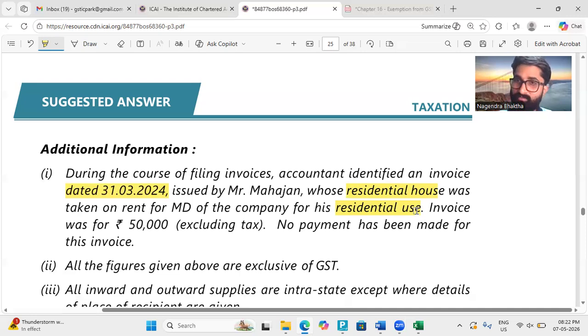Now it is exempt. But the company is taking the house for the residential purpose of the MD. This is not the residential purpose of the company, it is the residential purpose of the MD. That means it is business purpose. The company has taken a residential house for business purpose, so this is under RCM, reverse charge mechanism. The company has taken the house for the MD, who is related to the business, so it is RCM. We will study that, and write that while calculating ITC.